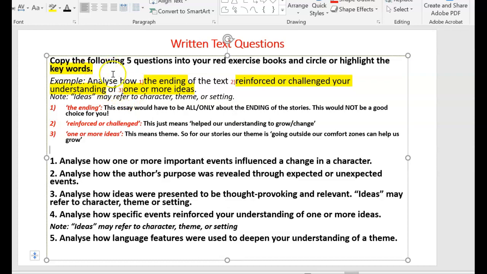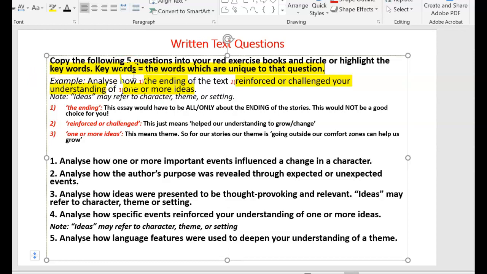Analyze is always there, so it's not a keyword. Remember, the keywords are the words which are unique to that question, which means they're not in every other question. Remember, the question is your boss, you have to be the slave of the question. Those are the things that you have to write about, the keywords.